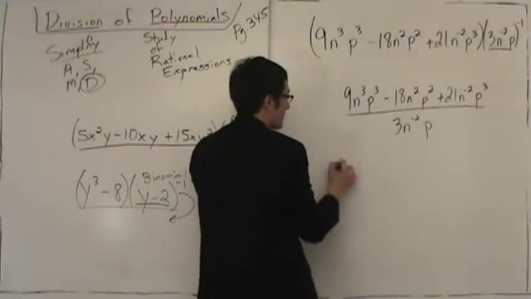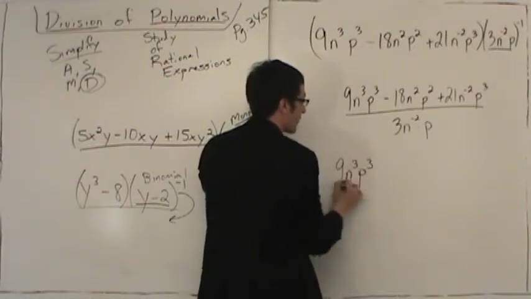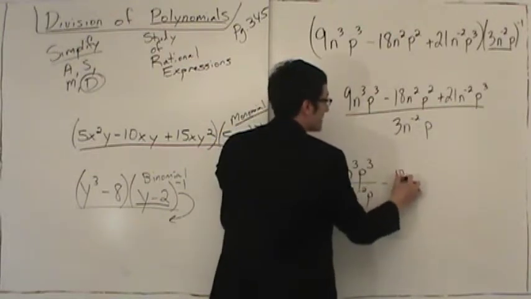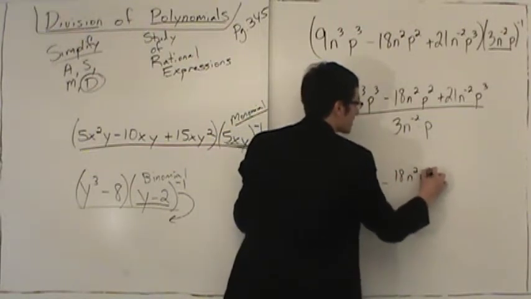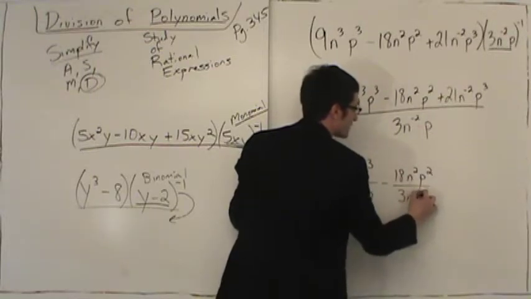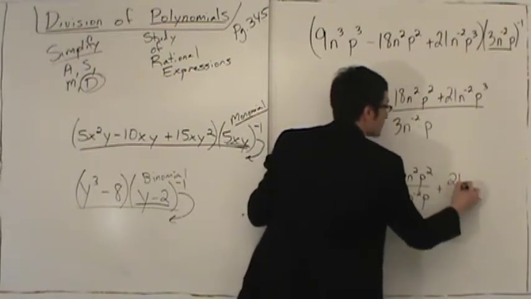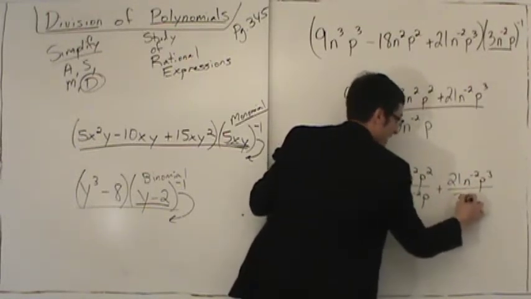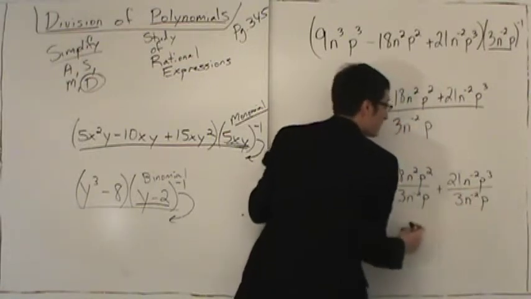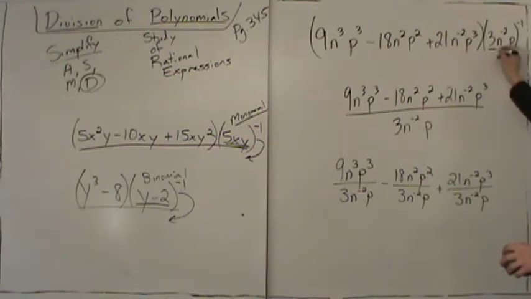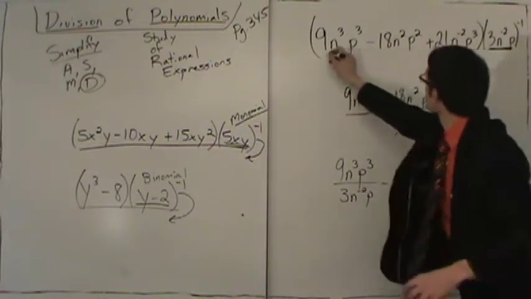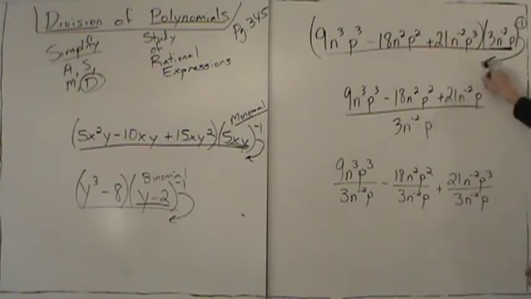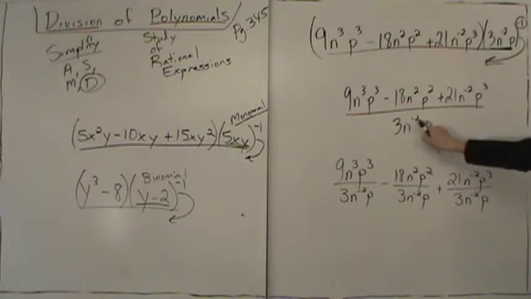We're going to split the addition. We have 9n cubed p to the third over what? 3n to the negative 2 p, minus 18 n squared p squared over 3n to the negative 2 p, plus 21 n to the negative 2 p to the third over 3n to the negative 2 p. I want you to notice that when we move this monomial to the denominator, what changed? The outer exponent changed from negative 1 to positive 1, but did the inner exponents change? No, the inner exponent is still negative.